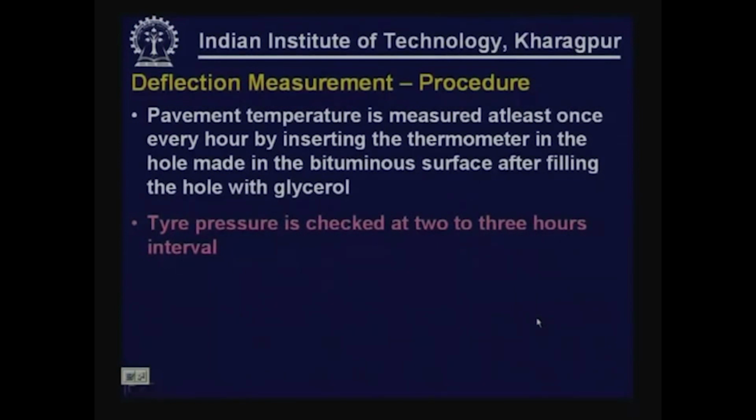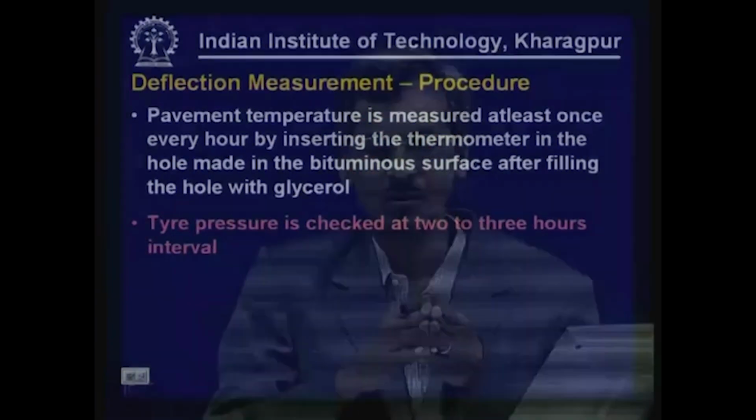While carrying out the deflection survey, we also have to measure the pavement temperature at least once every 1 hour by inserting the thermometer in the hole made in the bituminous surface and after filling the hole with glycerol. So, we have to measure the pavement temperature at 1 hour intervals. Tire pressure is also checked at 2 to 3 hours intervals, and if it is not 5.6 kg per centimeter square, we will have to adjust that.